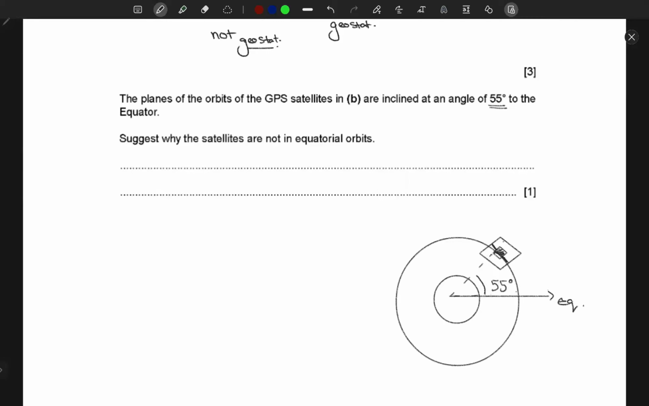Now, they're asking you why the satellites are not in the equatorial orbit. So they're saying, why did I not keep the satellite plane at a 0-degree angle to the equator? Why is it not in the plane that is on the equator? Why is the satellite not here?